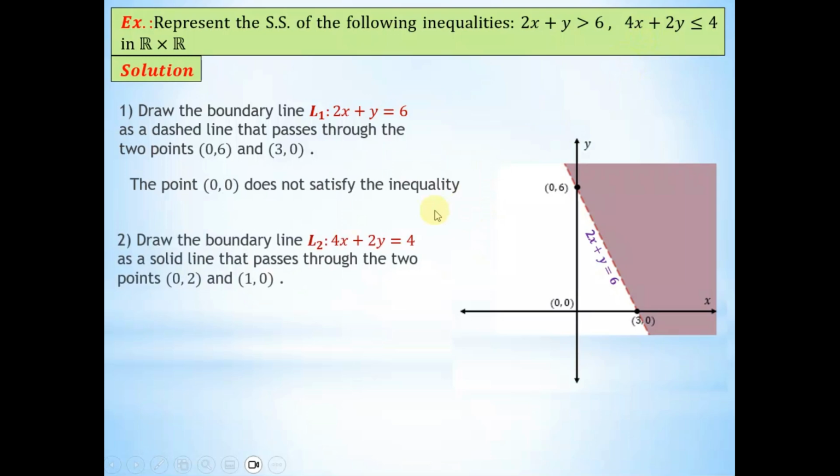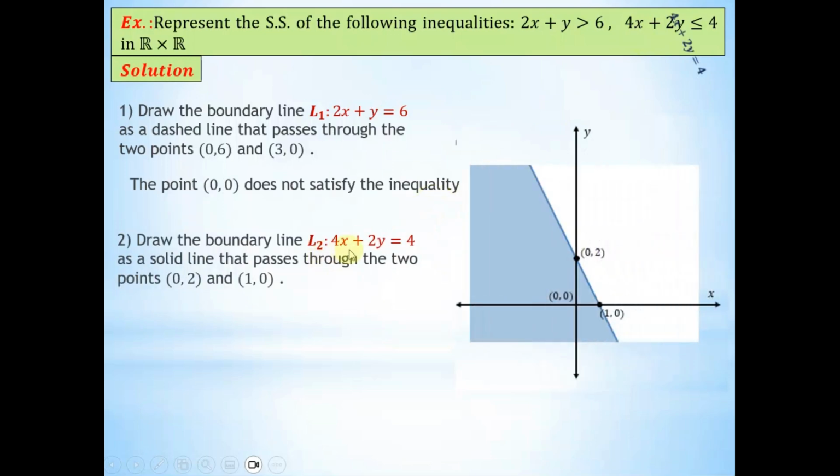Okay, the line 4x plus 2y equal 4. That is the line. I make it solid because there is equal. It passes through (0, 2) and (1, 0). x equal 0 makes y equal 2, correct? y equal 0 makes x equal 1, correct? So these 2 points and this is the line. So what about (0, 0)? (0, 0) satisfies the inequality, so the left of the line is the solution set.